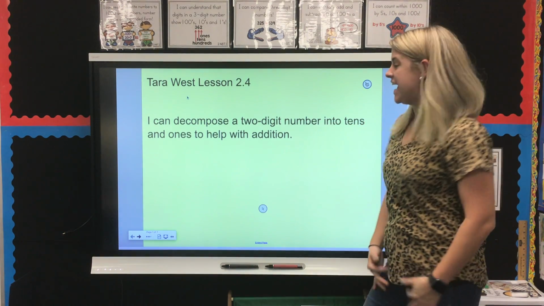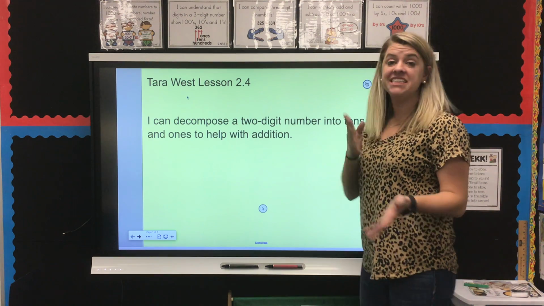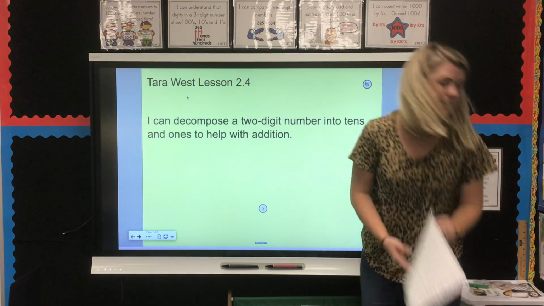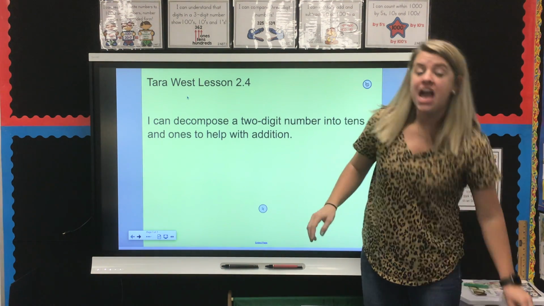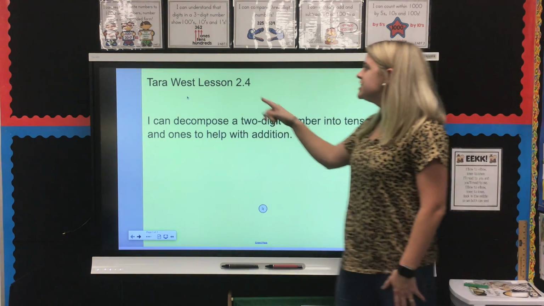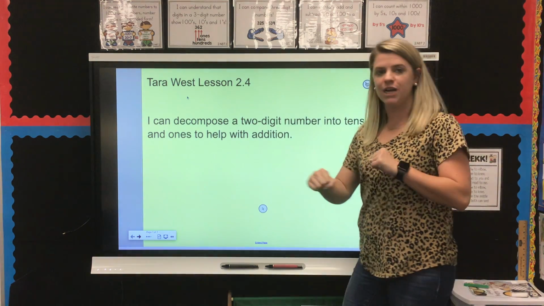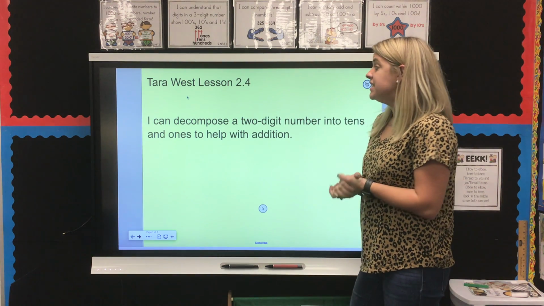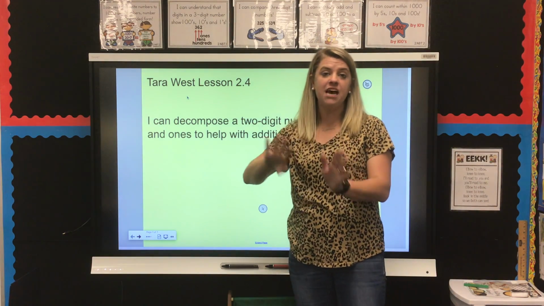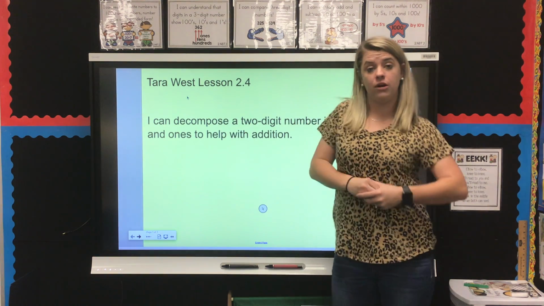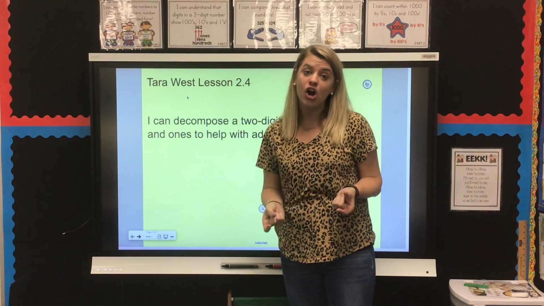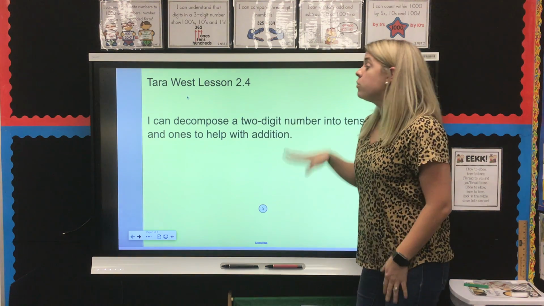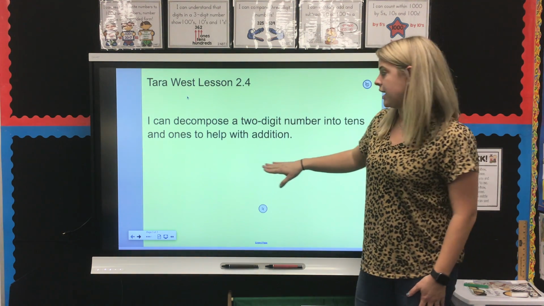Our math lesson for today. So, today we're going to continue working in our Tara West booklet, okay? And we're going to be moving on to lesson 2.4 because we are rocking and rolling, and you guys are doing such a great job on this. Now, today we are going to take what we were learning a little bit harder, okay? But we're going to stick with our I can statement, okay?